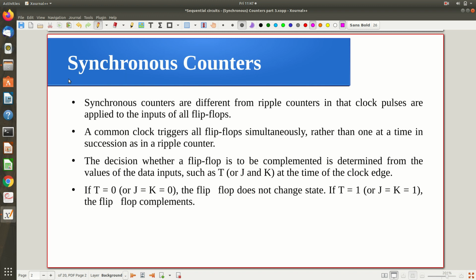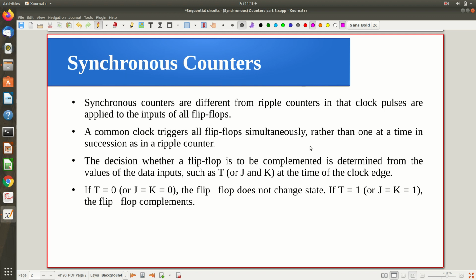The speciality of the synchronous counter is that all the flip flops are triggered by a common clock. That is the first thing you have to note down. Synchronous counters differ from the ripple or asynchronous counter in that the clock pulses are applied to the inputs of all flip flops simultaneously. A common clock triggers all flip flops simultaneously rather than one at a time in succession, as in the ripple counter. And the decision whether a flip flop is to be complemented or not, whether it should toggle, is what matters. So the counting is basically each bit toggling in some fixed way.